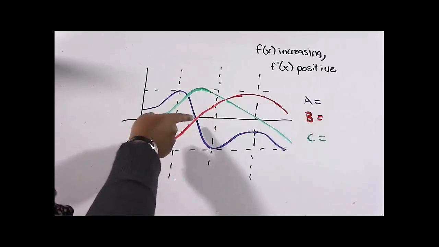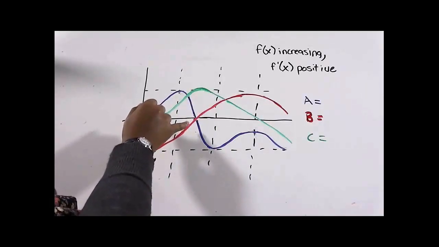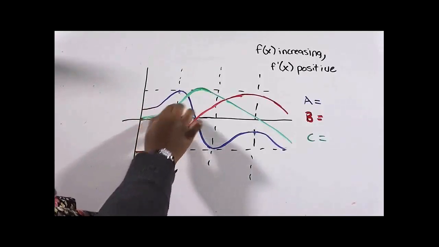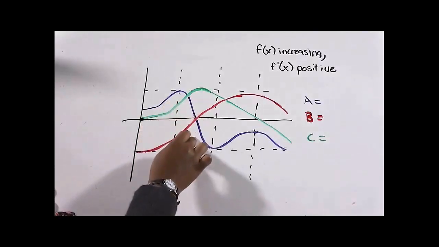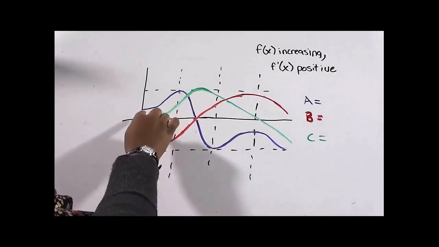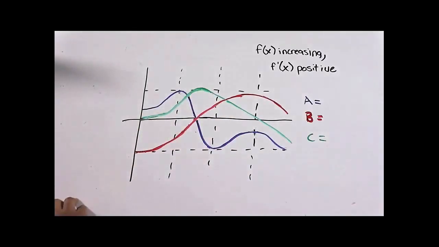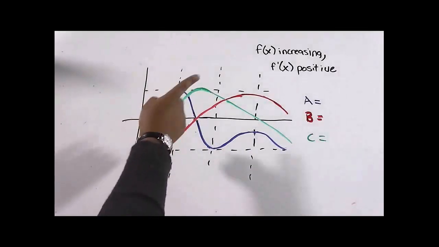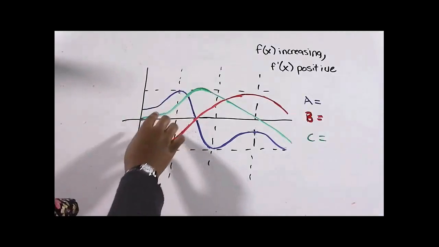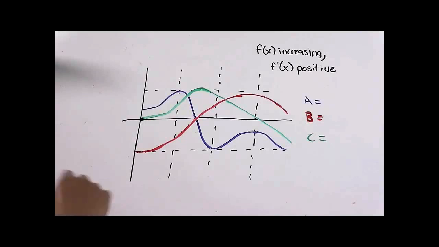For example, one graph, the red graph, B, is going from below the x-axis to above it. The blue graph is going from above the x-axis to below it. And the green graph is turning from increasing to decreasing. So let's say we want to guess that the green graph is f of x. So let's see if it has a first and second derivative.